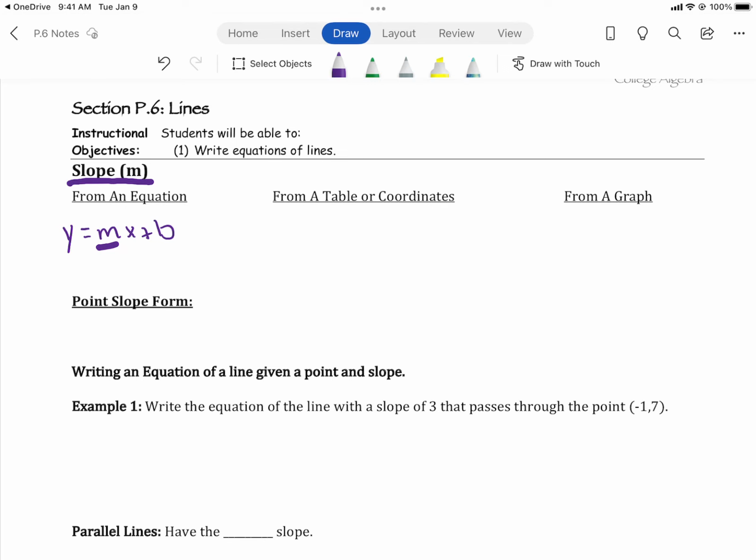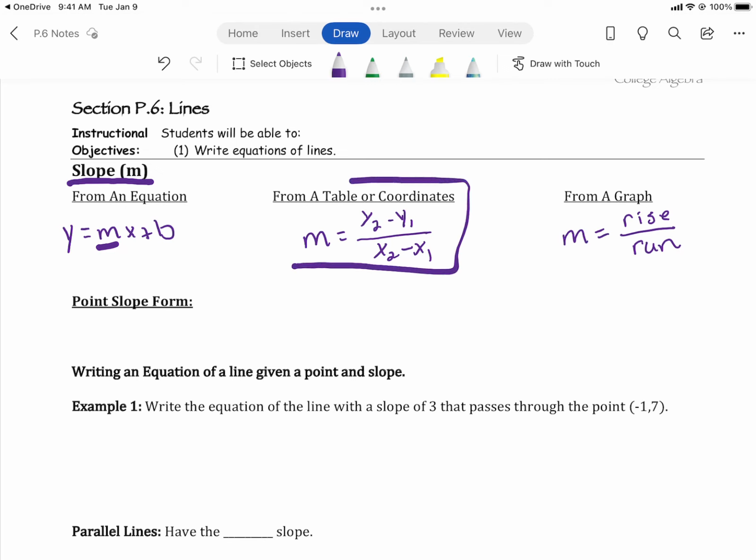From a table, or if you're given two coordinates to find slope, remember that slope is our y2 minus y1 over x2 minus x1, so change in y's over change in x's. And from a graph, if you're given a line, remember your slope is the rise over run. So that's how you're going to find slope if you are asked to find the slope different ways. You definitely 100% will need to be able to do it from 2 points or a table, which we will do in here.